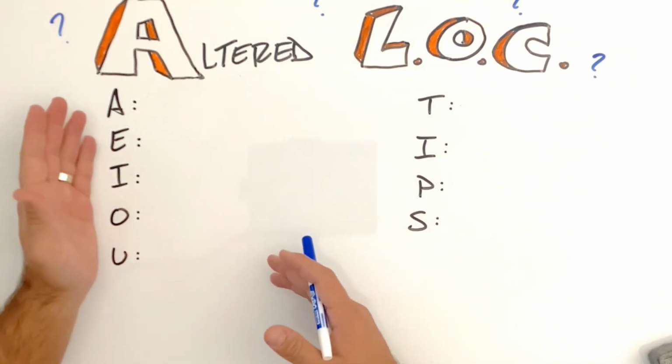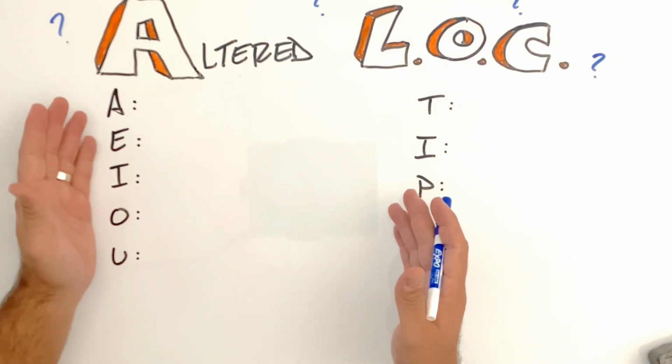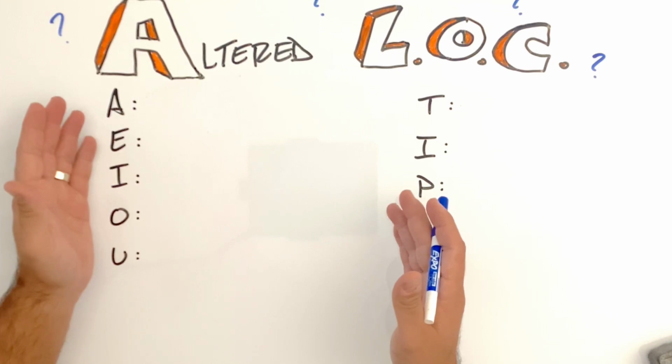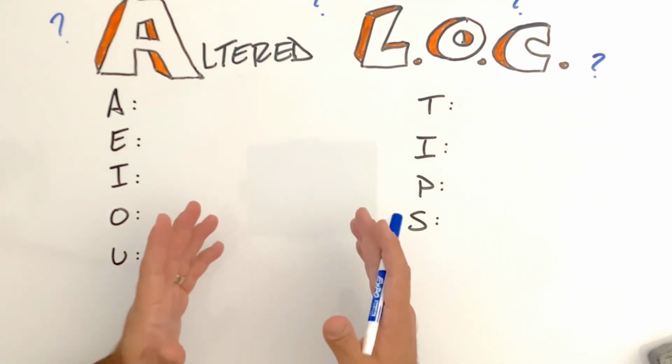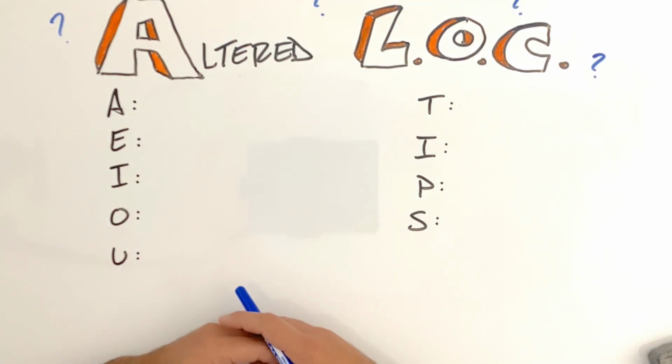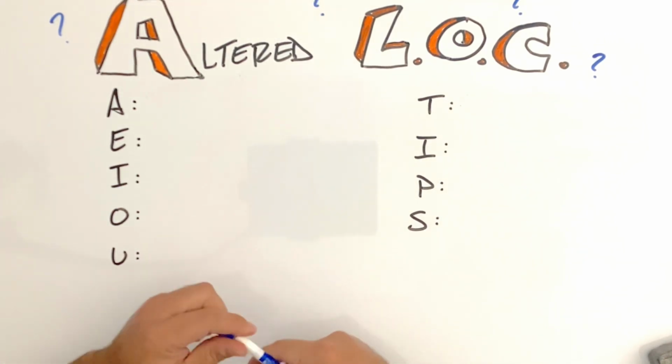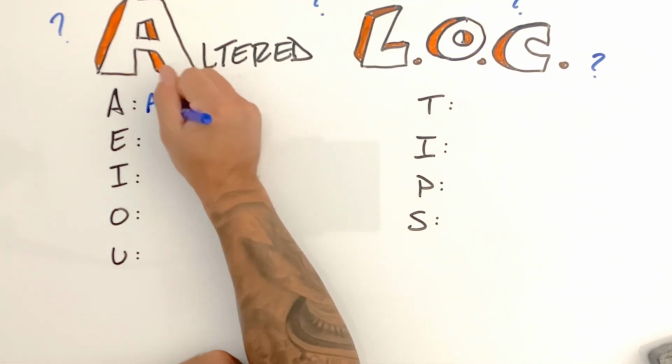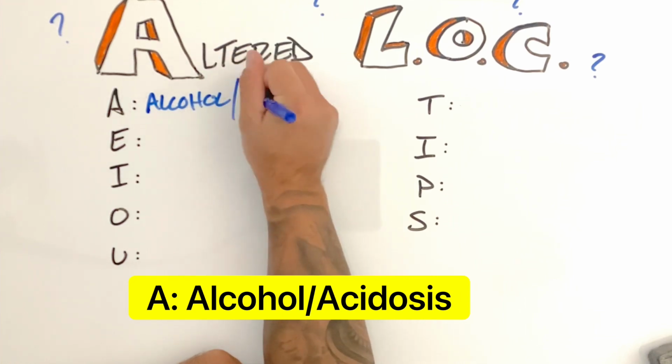We use the mnemonic AEIOU tips to better help us assess our patient and rule out some of the underlying causes that could be causing our altered level of consciousness. So let's get right into it. So A is for alcohol and acidosis.